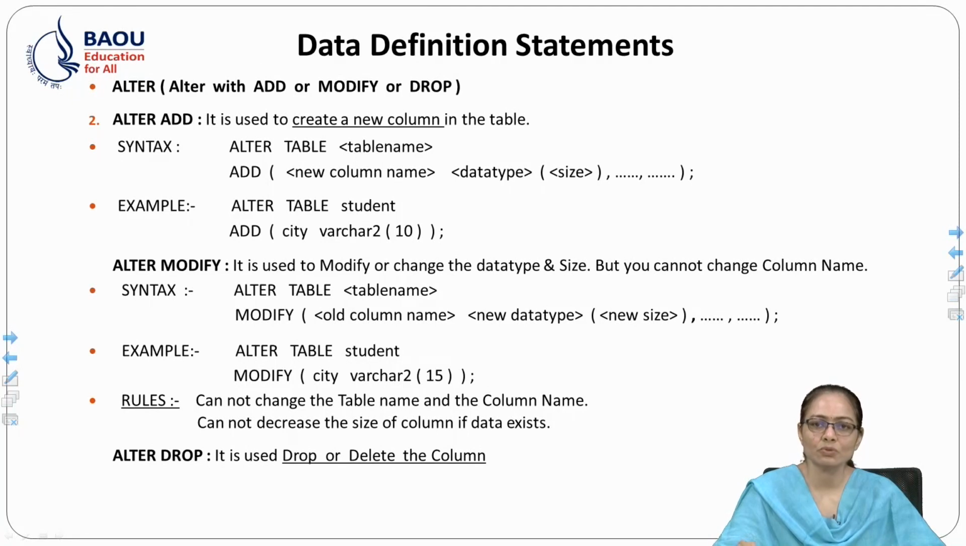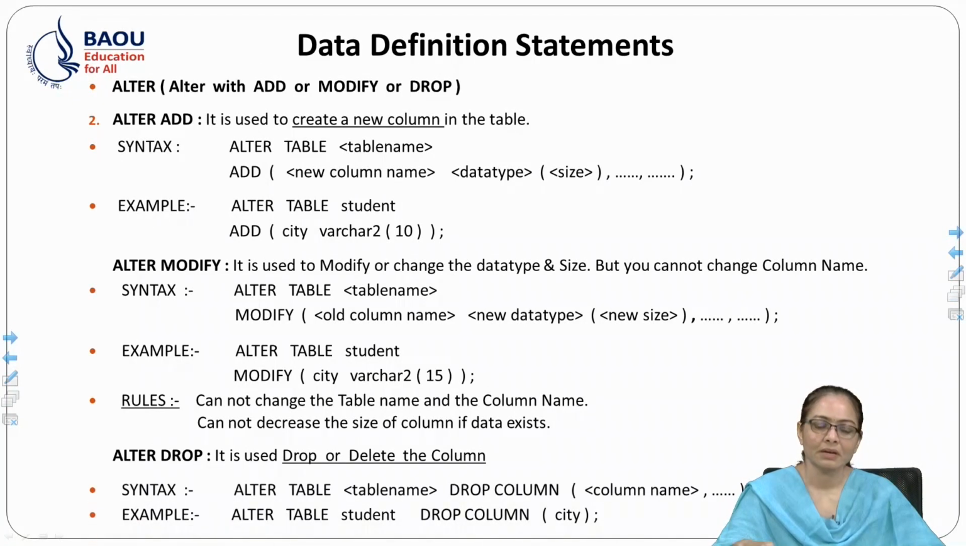Okay. Now the next command is alter drop. It is used to drop or delete a column. The syntax of the alter drop command is alter table, table name, then drop column, then column name. For example, alter table student drop column city. Here the column city is deleted using the alter command with drop.